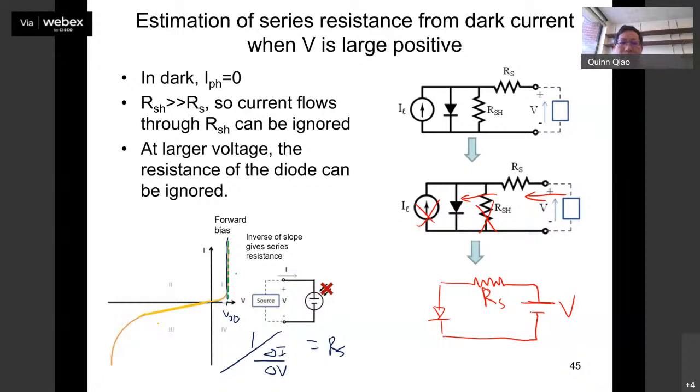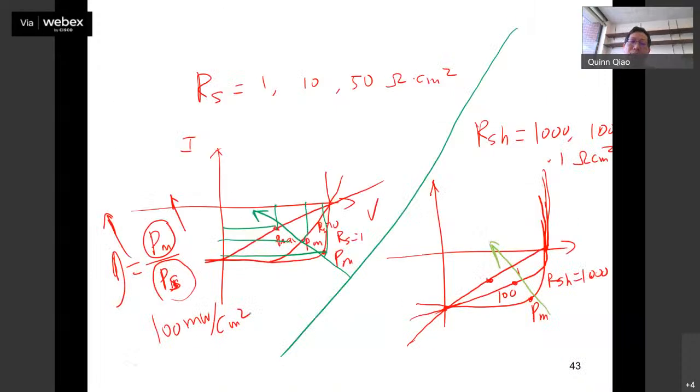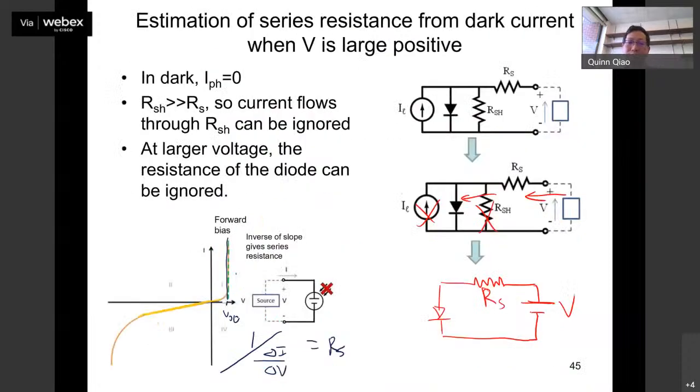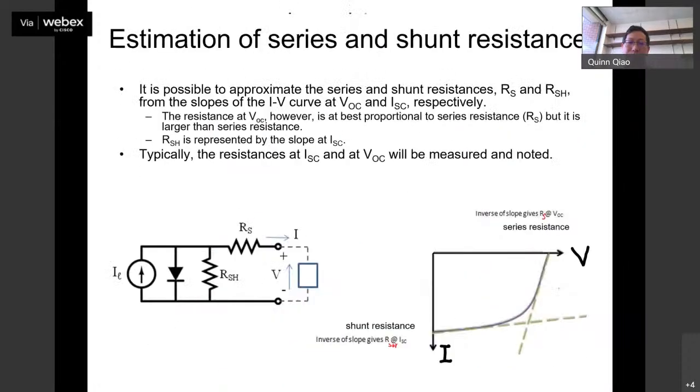Yes, sir. Then which method, using the dark or using the light, is better to find out the RS and RSH? So I would say the illumination is better, because you basically want to see the RSH under illumination, right? So this one is more precise than the one in the dark. Okay. Thank you, sir.